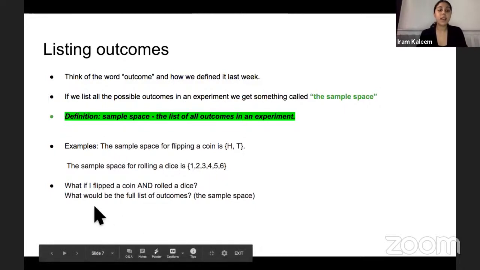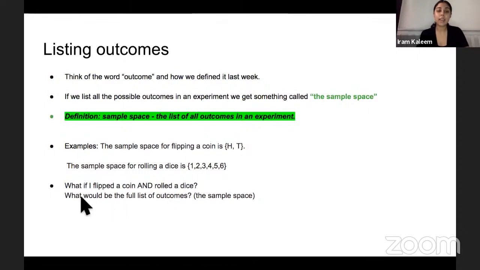And we also said that, okay, if we flip a coin and roll a dice, then we can list all the possible outcomes. So very quickly, if I flip a coin and roll a dice, could you list all the possible outcomes for me? I'll give you a moment to think about that.